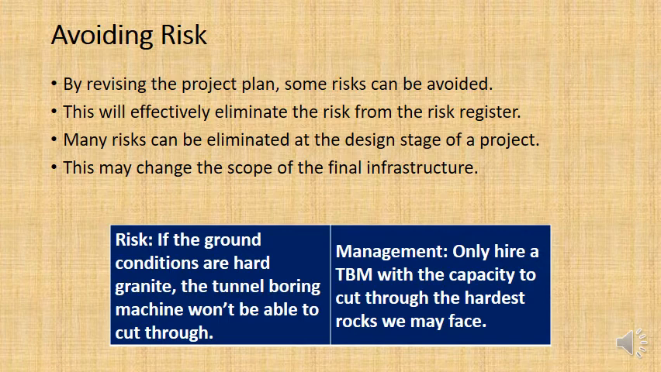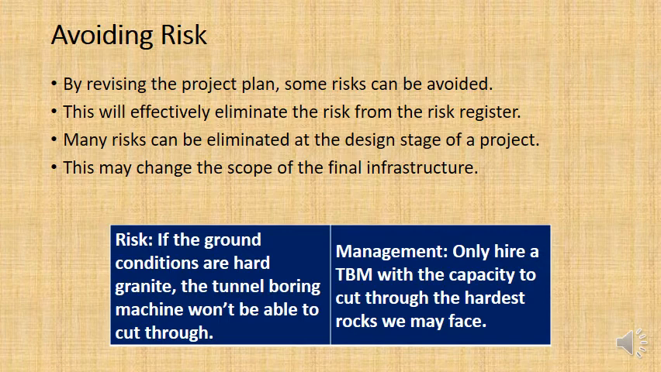Now, a lot of risks can be completely eliminated at the design stage of a project. And so certain scope changes to the final infrastructure can avoid risk. Often a lot of infrastructure is built stronger than it needs to be. But the reason it's over-designed is that while the infrastructure is being built, when it's at its weakest stage, the risk of it collapsing while it's being built is eliminated.